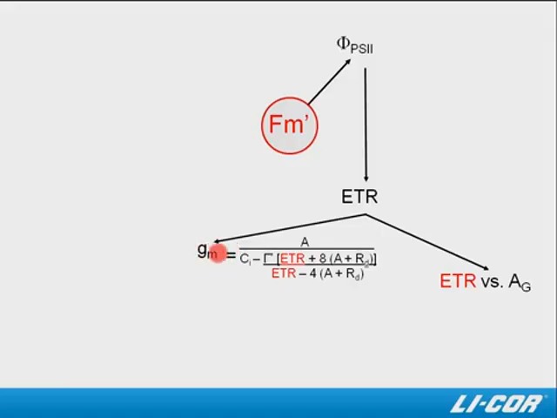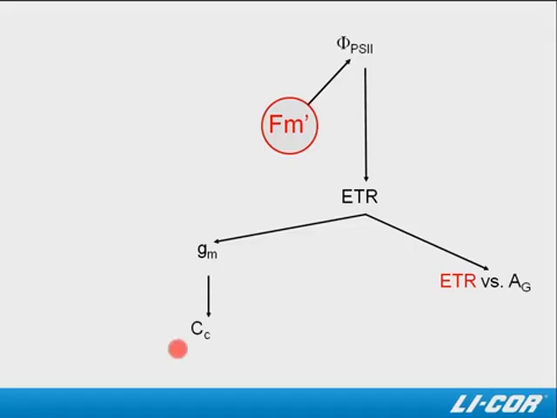Estimates of electron transfer can also be used in conjunction with gas exchange parameters and the LI-COR model of photosynthesis in order to obtain estimates of GM, which is mesophyll conductance. And mesophyll conductance is a measure of the pathway by which CO2 moves from the substomatal cavity to the site of carboxylation in the chloroplast. Estimates of GM can then be used to back calculate the concentration of CO2 in the chloroplast, or CC.